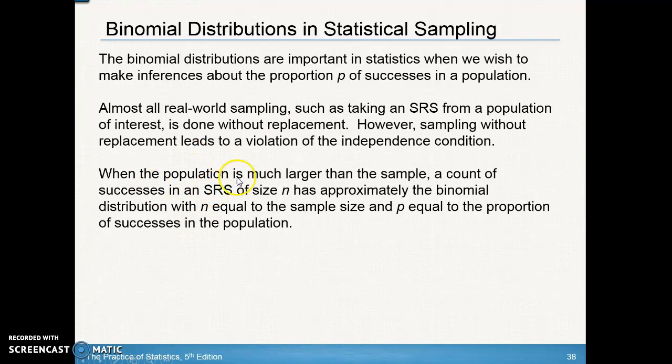So when the population is so large, much larger than the sample, a count of successes in a simple random sample of size n has approximately the binomial distribution with n equal to the sample size and p equal to the proportion of successes in the population.